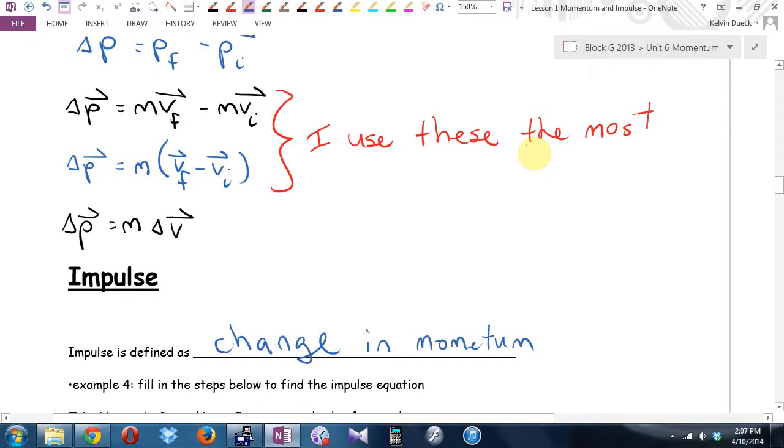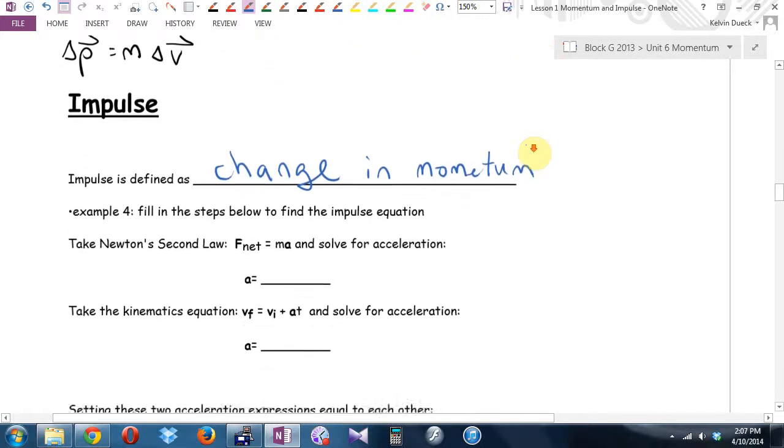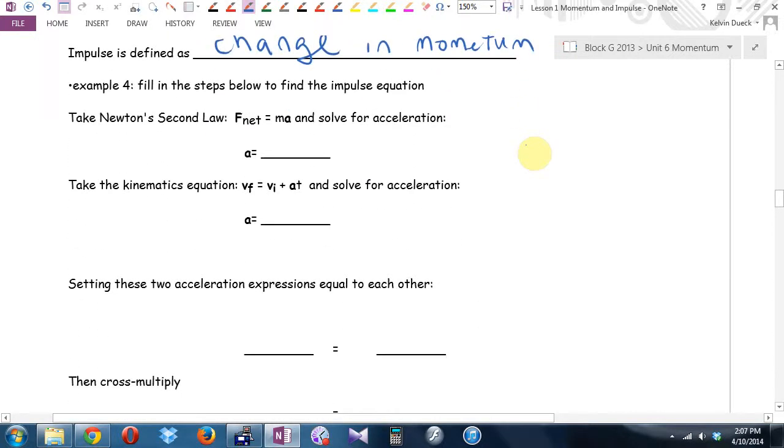But there's also another way I can find it. And it's going to allow us to link two hugely important concepts together in one equation. It's going to allow us to also analyze car accidents. Example 4 says, fill in the steps below to find the impulse equation. And I wrote, take Newton's second law, F equals ma, and get the a by itself.